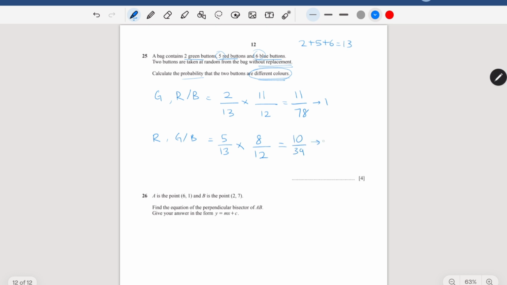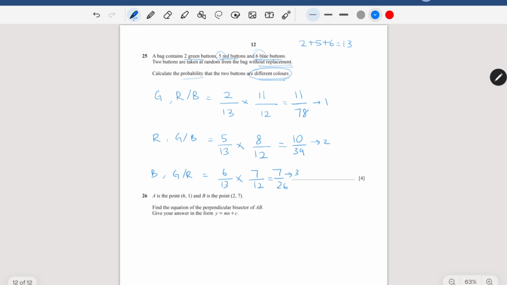Okay, this is the second case, 10 over 39. Okay, the last case, let's say you're taking a blue button first, and then you can take either green or red. Blue is 6 out of 13, times green or red, which is a total of 7 out of 12. Okay, so let's solve this. 6 over 13 times 7 over 12 equals 7 over 26. Okay, there are 3 cases. So all these 3 cases are possible.